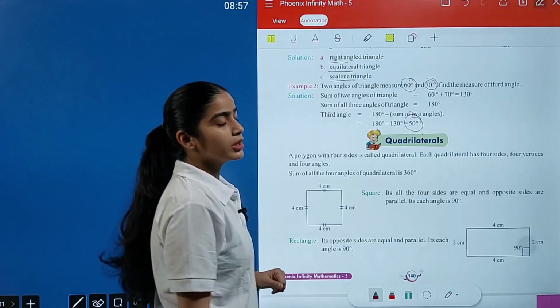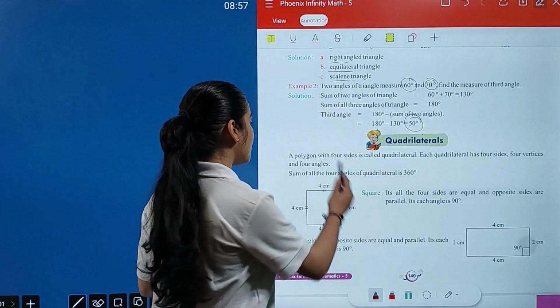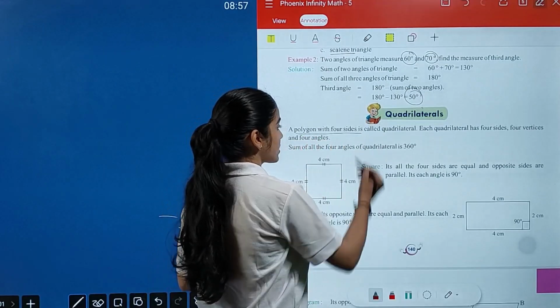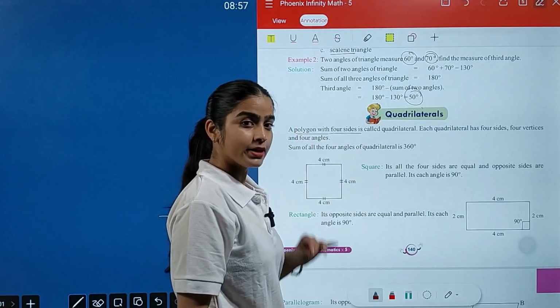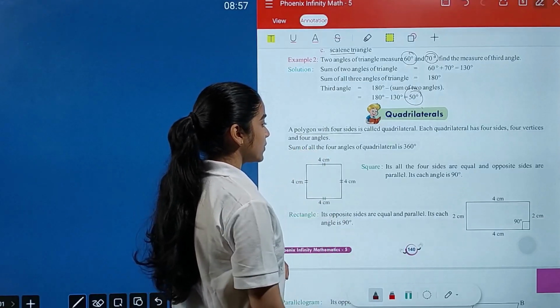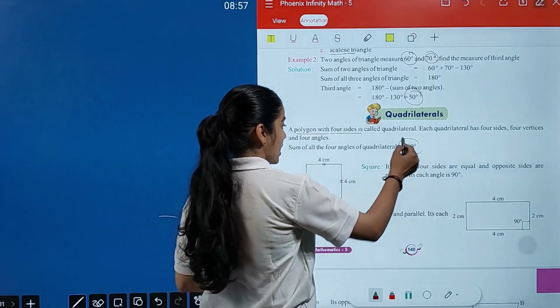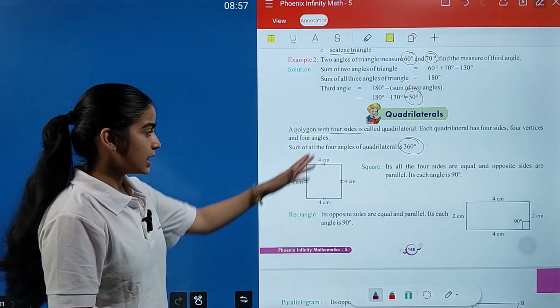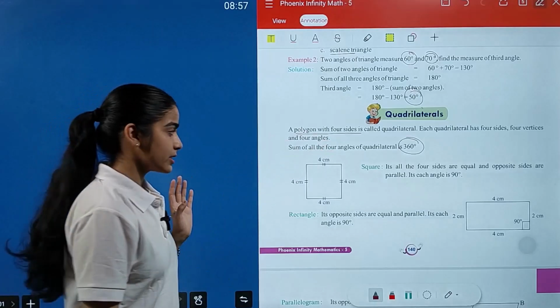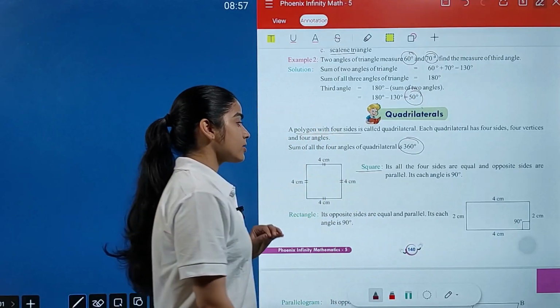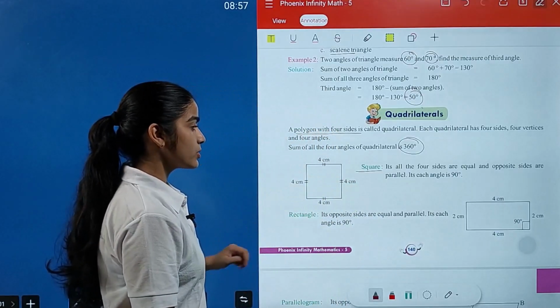Now we are going to learn about quadrilaterals. A polygon with four sides is called a quadrilateral. Each quadrilateral has four sides, four vertices and four angles. The sum of all four angles of a quadrilateral is 360 degree. In a triangle, we learned the sum of all three angles is equal to 180 degree, and in a quadrilateral we have 360 degree.